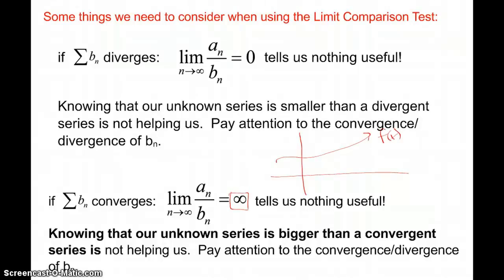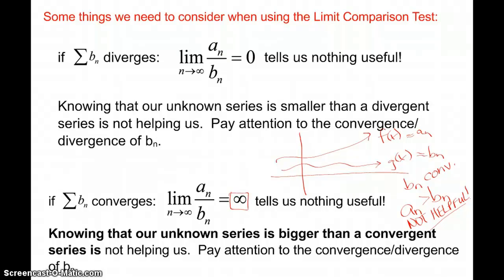We'll call this f of x, and a sub n is acting like that. We'll call this g of x, and b sub n is acting like that. To know that b sub n converges, and that a sub n is bigger than some convergent series is not helpful. It tells us nothing about our unknown series. All right, so make sure you're very clear on that.